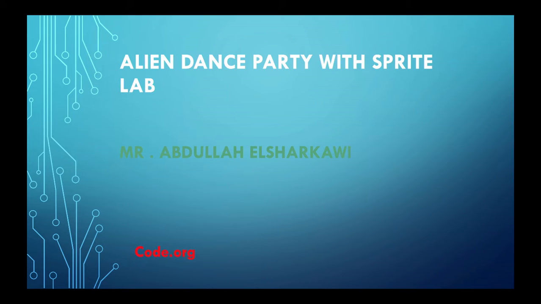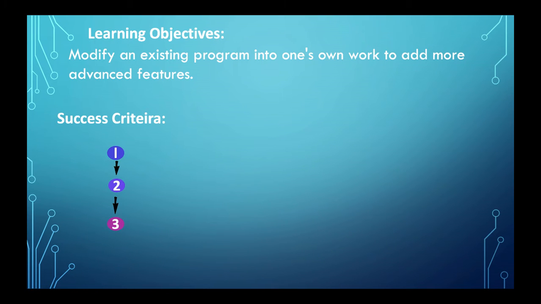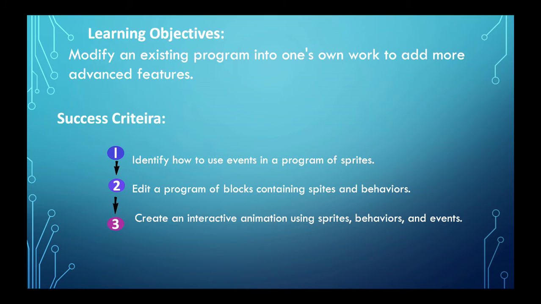Okay. Our objective for today is modifying an existing program into our own work to add more advanced features. Our success criteria: identify how to use events in a program of sprites, edit a program of blocks containing sprites and behaviors, and create an interactive animation using sprites, behavior, and events.